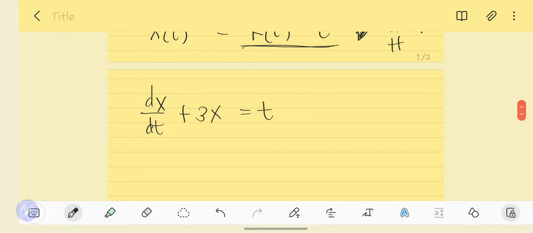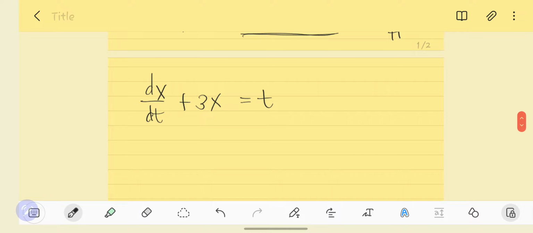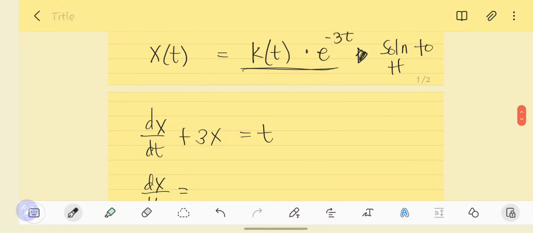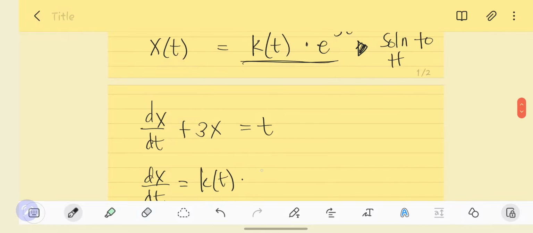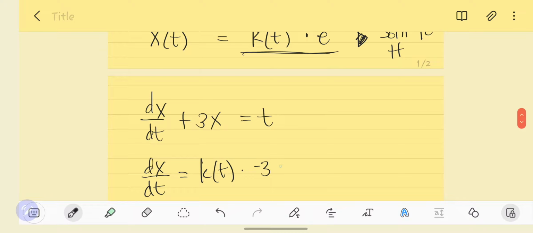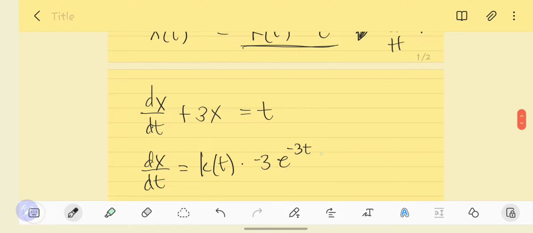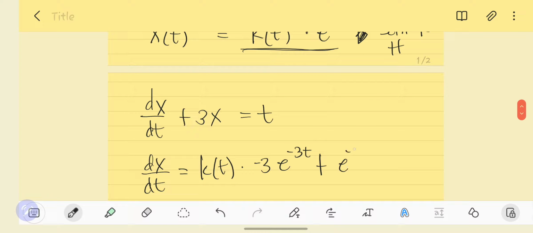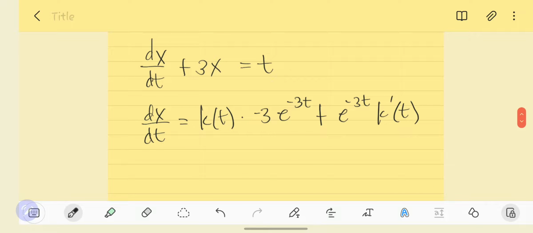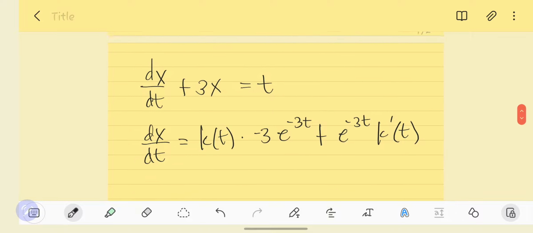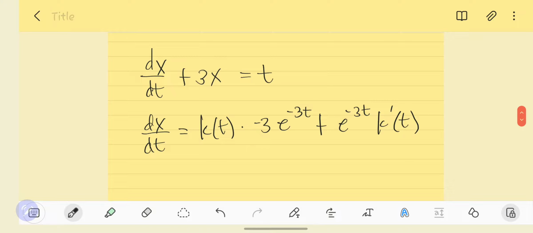So the derivative of k of t times e to the negative 3t: dx over dt is equal to the derivative of k of t times e to the negative 3t, so k of t times negative 3 times e to the negative 3t, plus e to the negative 3t times the derivative of k of t, which is k prime of t. Now we have our dx over dt.